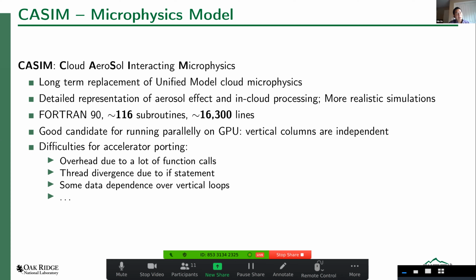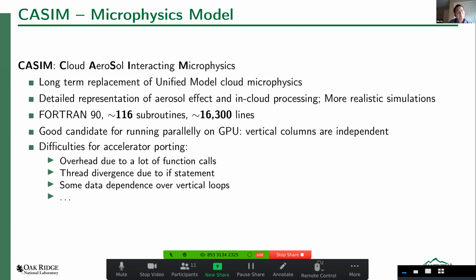It is a good candidate for running in parallel on GPU because the vertical columns are independent. But the difficulty for accelerated porting is that there's a lot of overhead due to a lot of function calls, and thread divergence due to if statements and some data dependence over the vertical loops.